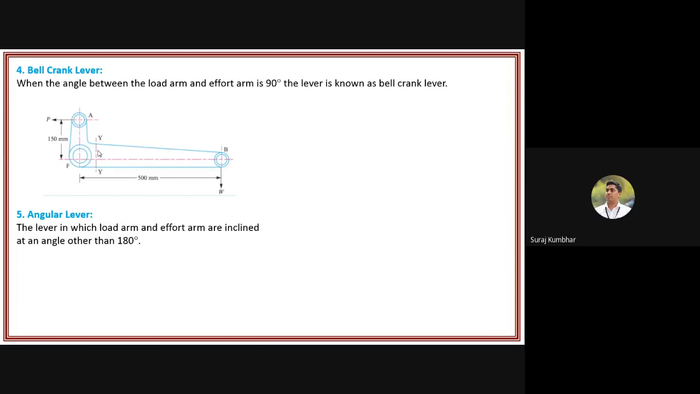Let's see. It is a lever in which the load arm and effort arm are inclined at an angle other than 180 degree. Now in a bell crank lever it is 90 degree, but in the case of an angular lever, the load arm and effort arm are inclined at an angle other than 180 degree. I will show you the diagram.